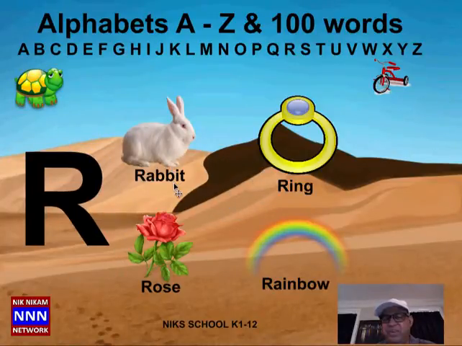Oh, we talked about rabbit. This is a ring. Ring is something you put on your finger for decoration and for significance. Okay, do you have a ring? Oh, you see, you can even have a toy plastic ring if you like. That is a ring. And this is rose flower.